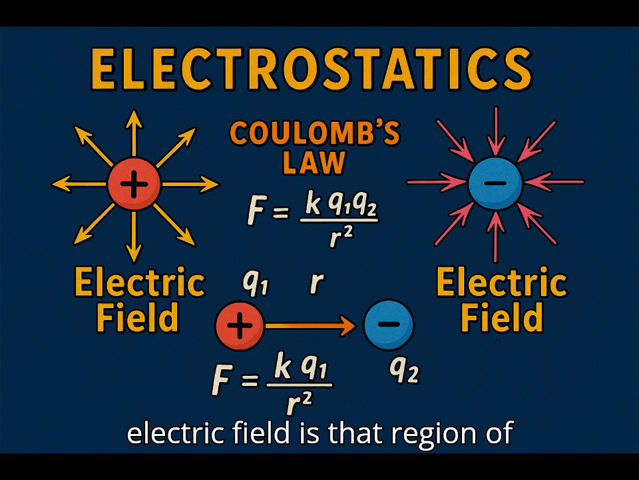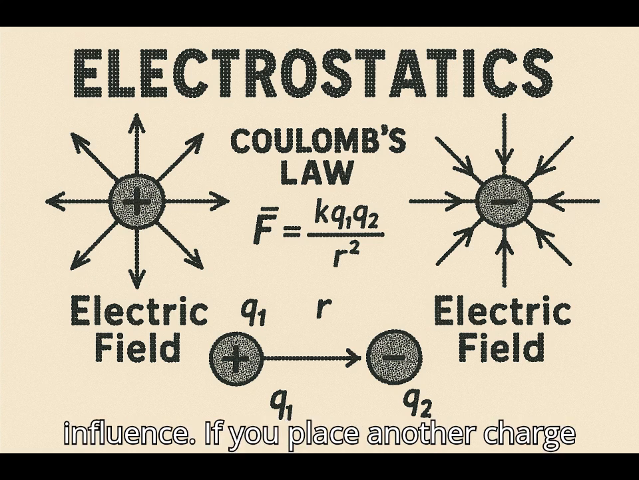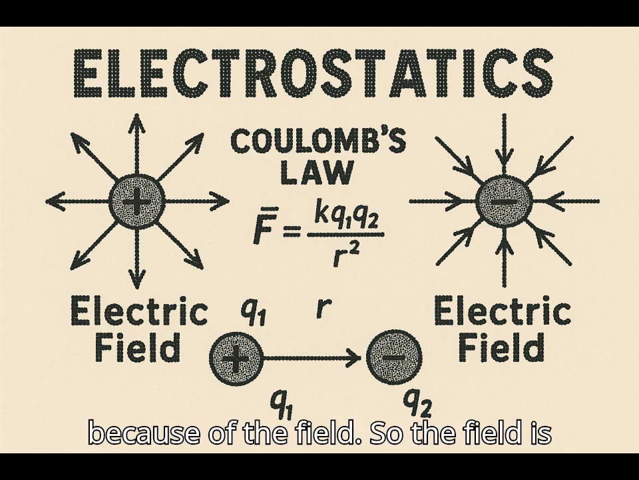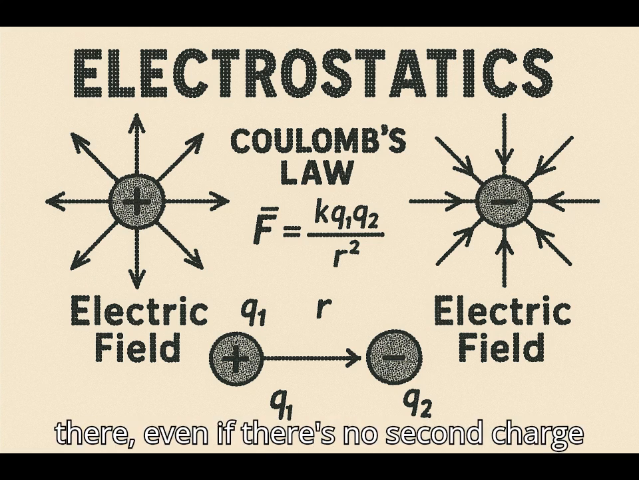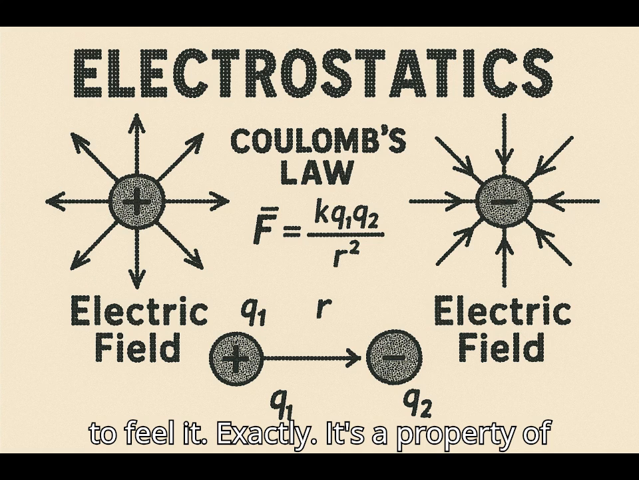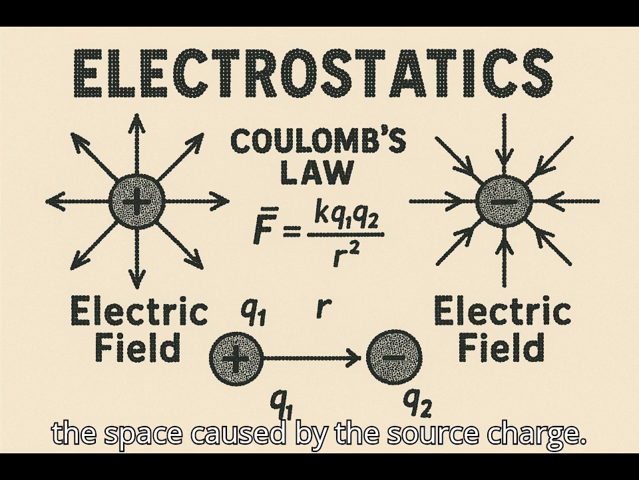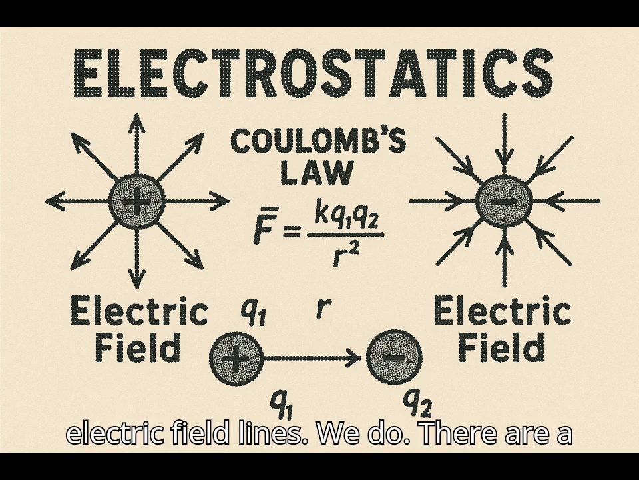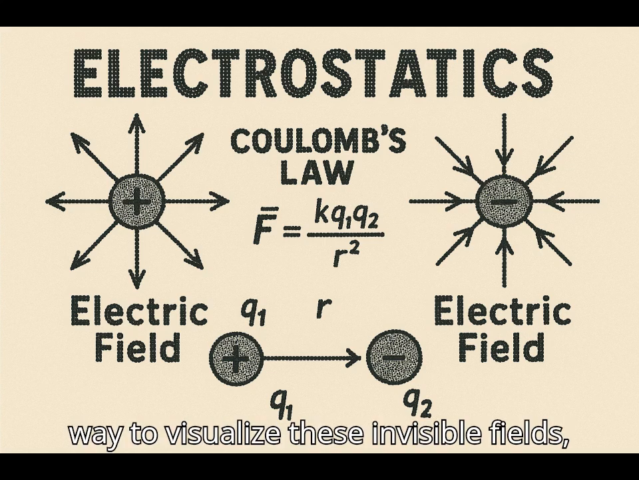The electric field is that region of influence. If you place another charge into that region, it will feel a force because of the field. So the field is there even if there's no second charge to feel it. Exactly. It's a property of the space caused by the source charge. And we draw pictures of this using electric field lines. We do. They're a way to visualize these invisible fields.